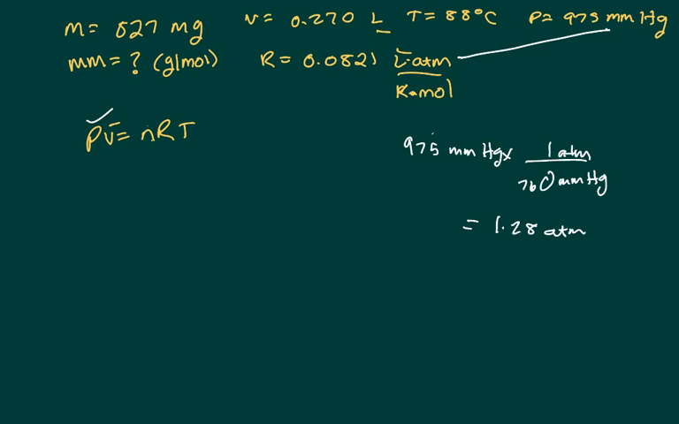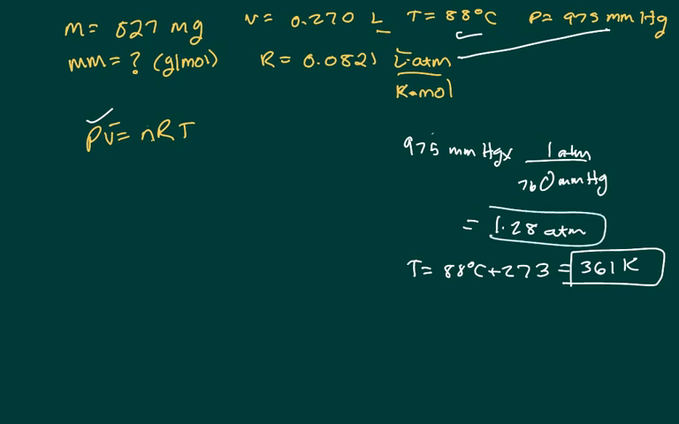Okay, now where were we? Let us see. So we've converted our pressure into ATM. Let's look at our other units. And let's look at our temperature here. And our temperature is not in Kelvin. So our temperature is 88 degrees Celsius. Let's just add 273 to that. And 88 plus 273 is 361 Kelvin. Okay? Next, let us see what we got.